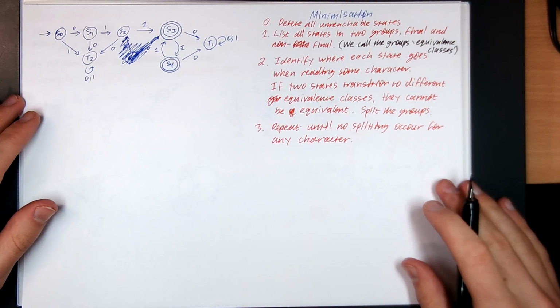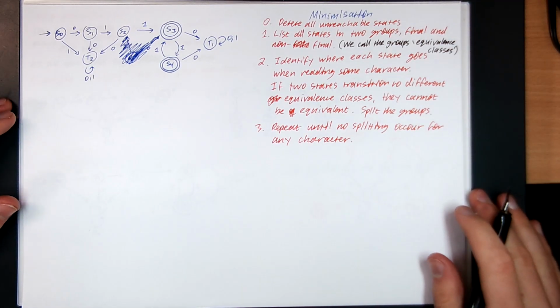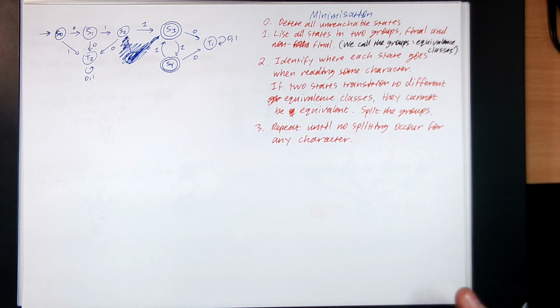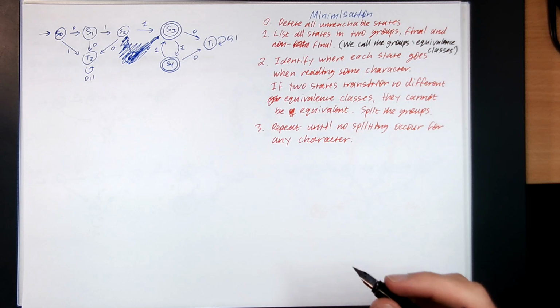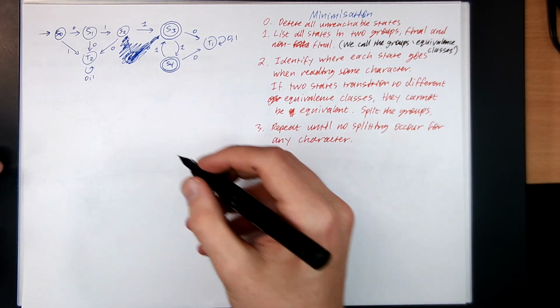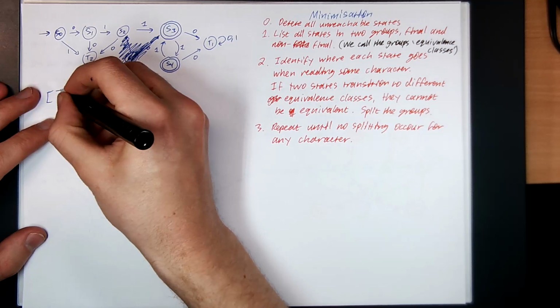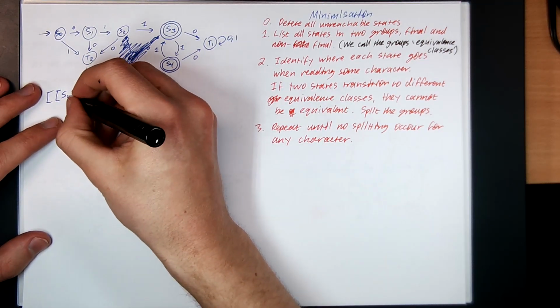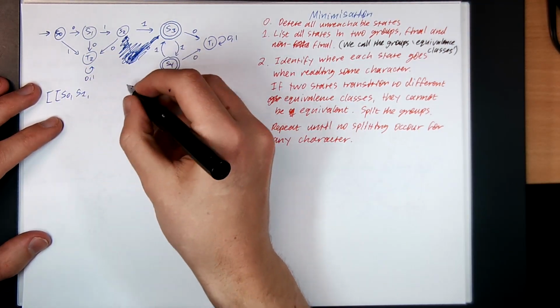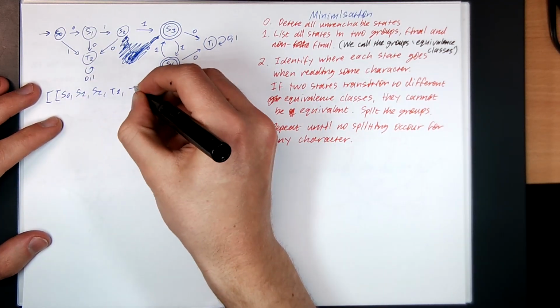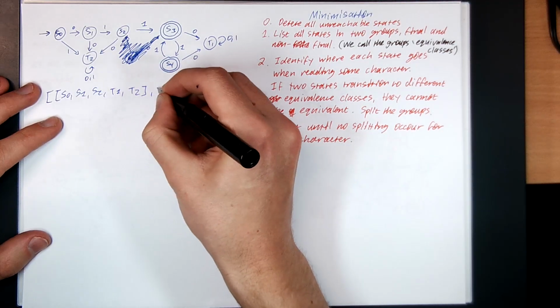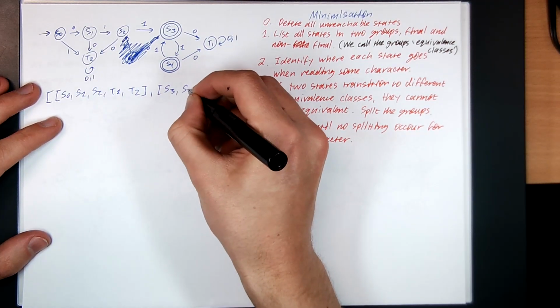Okay, so what we now do is we're going to list all the states in a big group, and by default we're going to assume all the states are equivalent until we can find some evidence to the contrary. Now clearly final and non-final states can't be equivalent because one rejects and one accepts. So by default we list all the non-final states. This is going to be like a list of lists. So all the non-final states, S0, S1, S2, T1, T2, and all the final states, S3, S4.